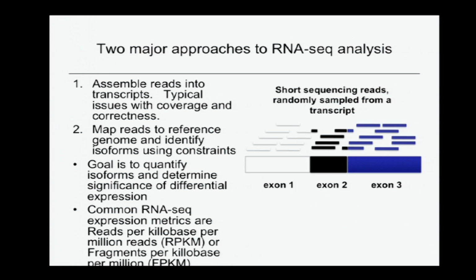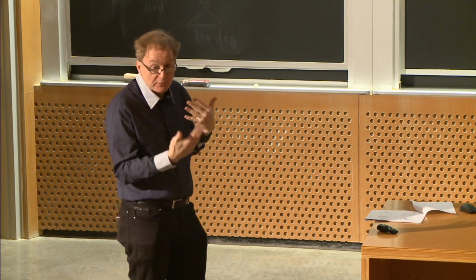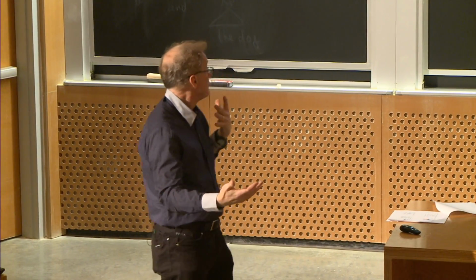The other approach, which is more typically used, is to map reads or align the reads to a reference genome and identify the different isoforms that are being expressed using constraints. And ultimately, the goal is to identify the isoforms and quantitate them so we can do further downstream analysis.